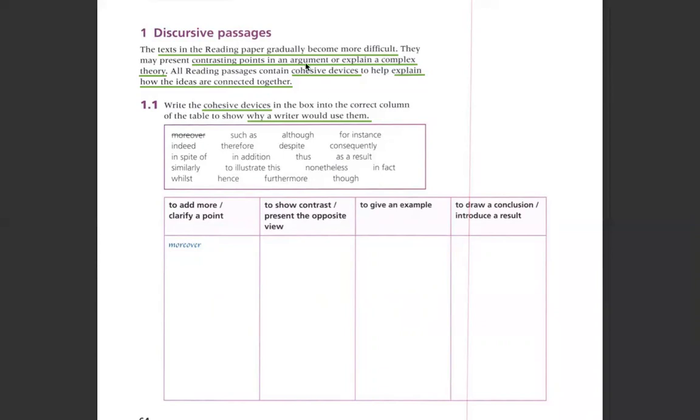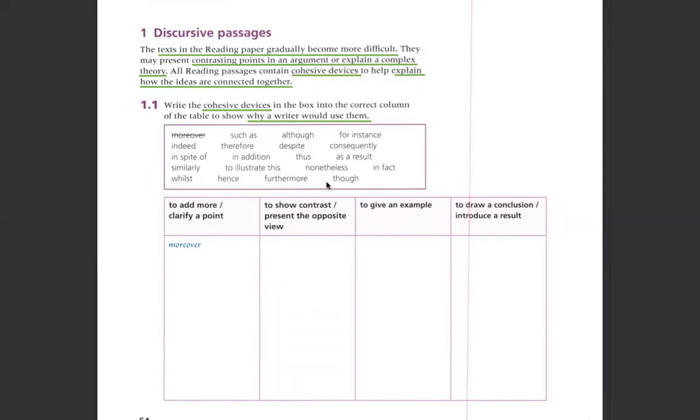So remember that the text reading paper, the passages gradually become more difficult, which means number 1 is easier than number 3. They may present contrasting points in an argument or explain a complex theory. Okay. All the reading passages contain cohesive devices, which are these. Okay. And we use these in order to connect our ideas together. All right. We also call them linking words. That's another word for them.